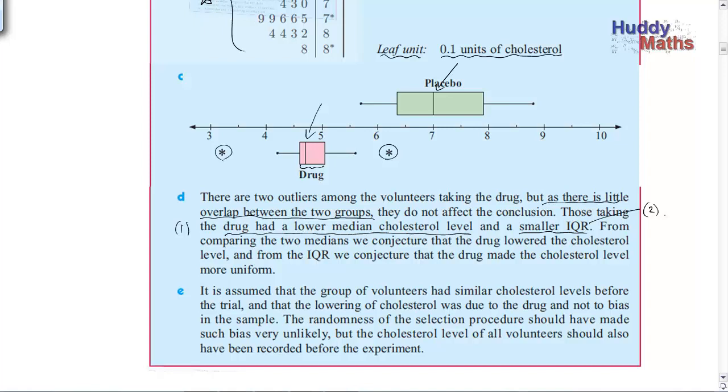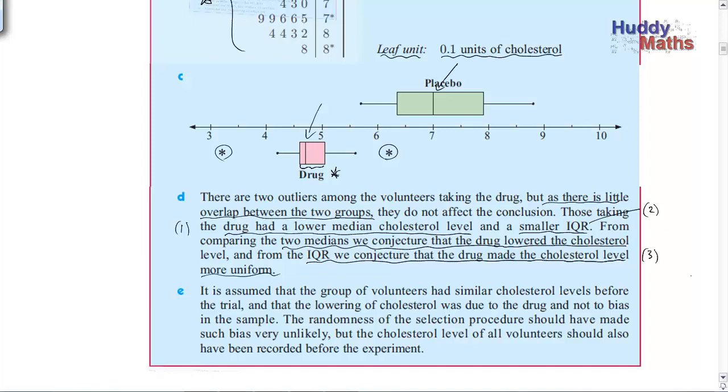And so we're going to make a conjecture because of the 2 medians difference. Then we are making the conjecture, the proposition, that the drug did have a significant lowering effect on cholesterol, and from the IQR we could conjecture that the drug made the cholesterol more uniform. Okay, so they were generally less and less spread out, more consistent, more uniform. Okay, so that's our 3rd point.